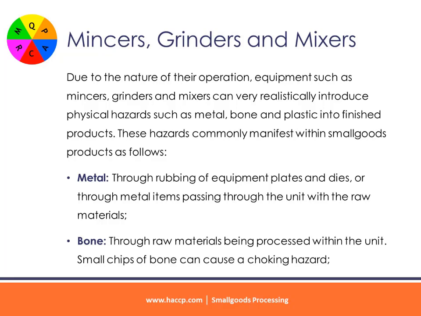Mincers, grinders and mixers. Due to the nature of their operation, equipment such as mincers, grinders and mixers can very realistically introduce physical hazards such as metal, bone and plastic into finished products. These hazards commonly manifest within small goods products as follows: metal, through rubbing of equipment plates and dies, or through metal items passing through the unit with the raw materials. Bone, through raw materials being processed within the unit. Small chips of bone can cause a choking hazard.